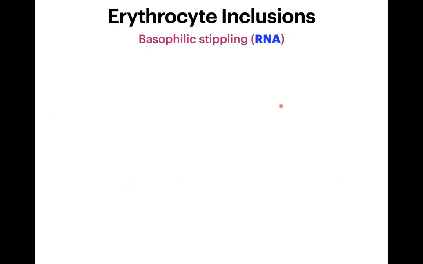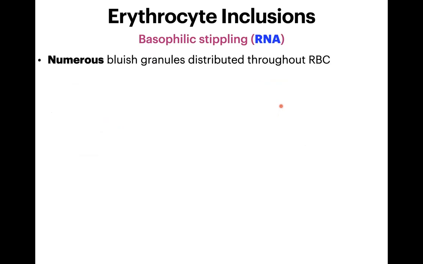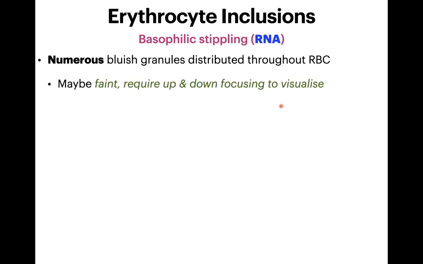The third, you must be wondering why I'm not showing the images. I will show them together so that you can make out the differences. So basophilic stippling is composed of RNA. So Howell-Jolly bodies, DNA, Pappenheimer bodies, iron. Basophilic stippling is composed of RNA. And there are numerous bluish granules distributed throughout the RBCs. Pappenheimer bodies are at the periphery. These basophilic stippling is throughout the RBCs, and they are pretty small. They may be faint and require up and down focusing to actually visualize them.